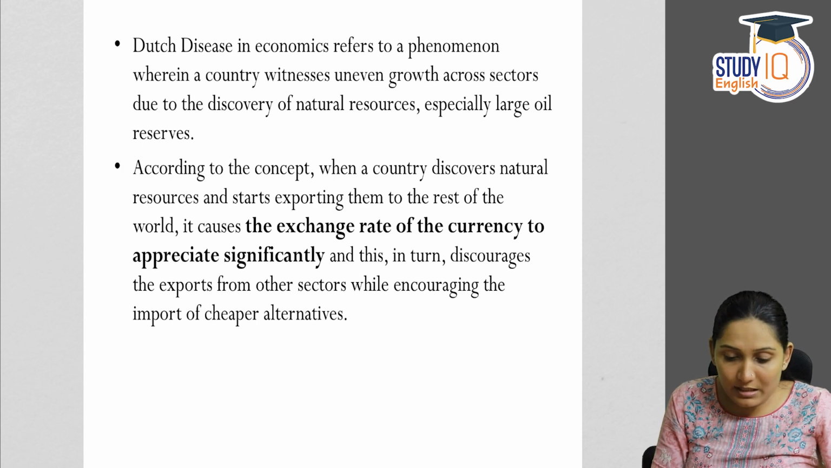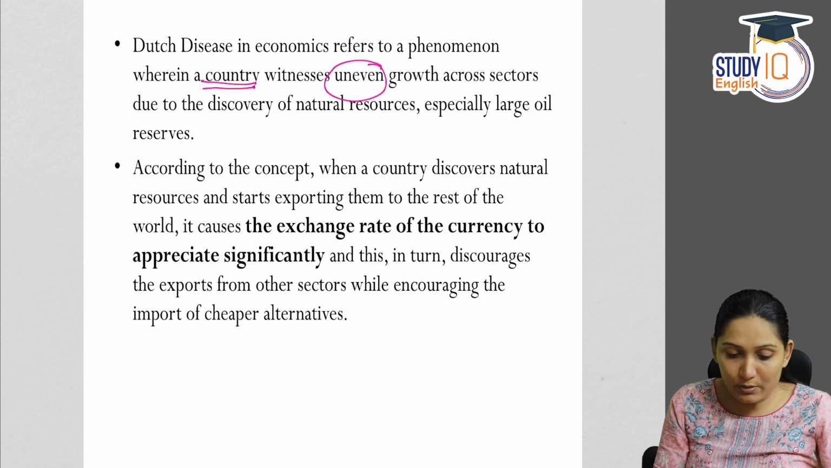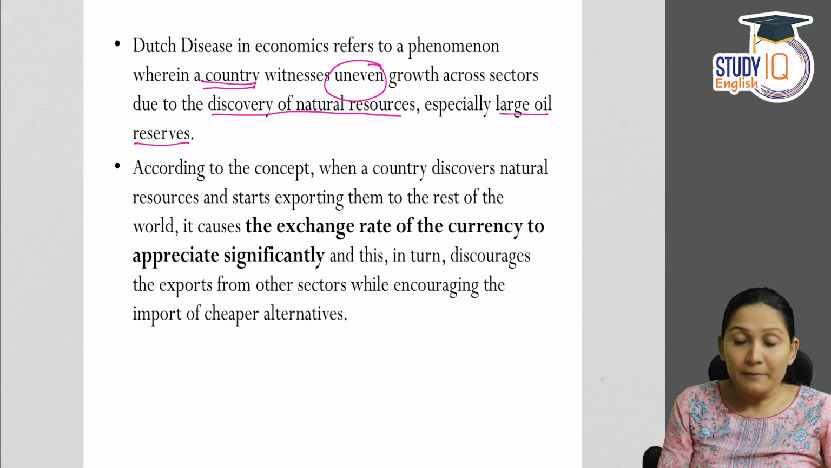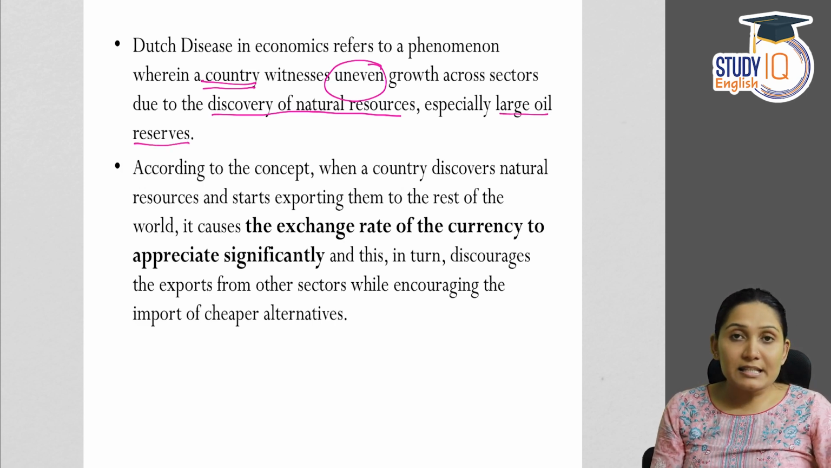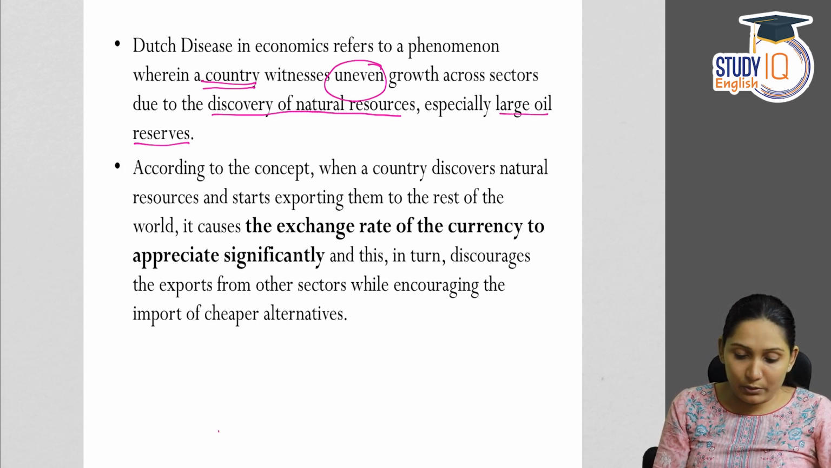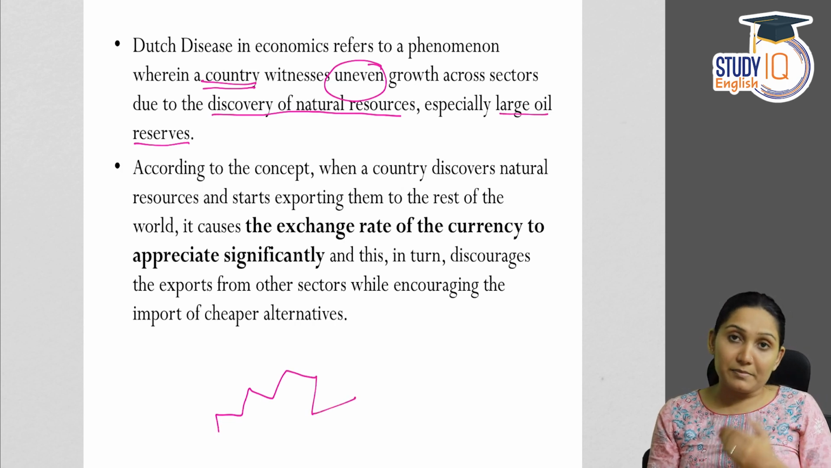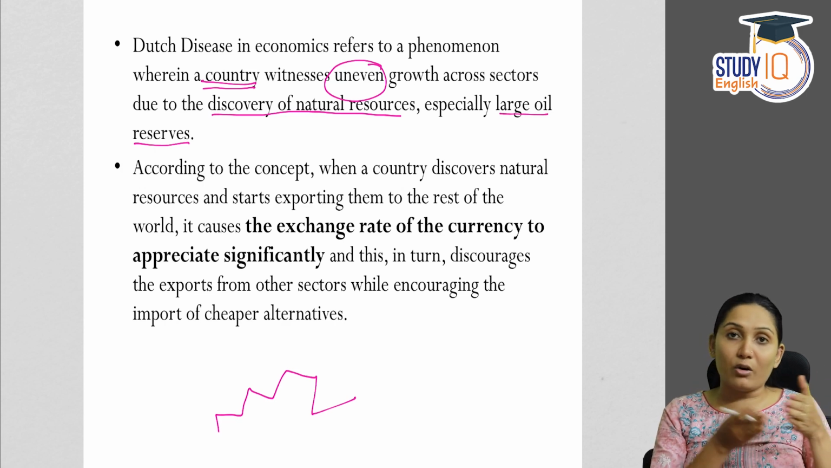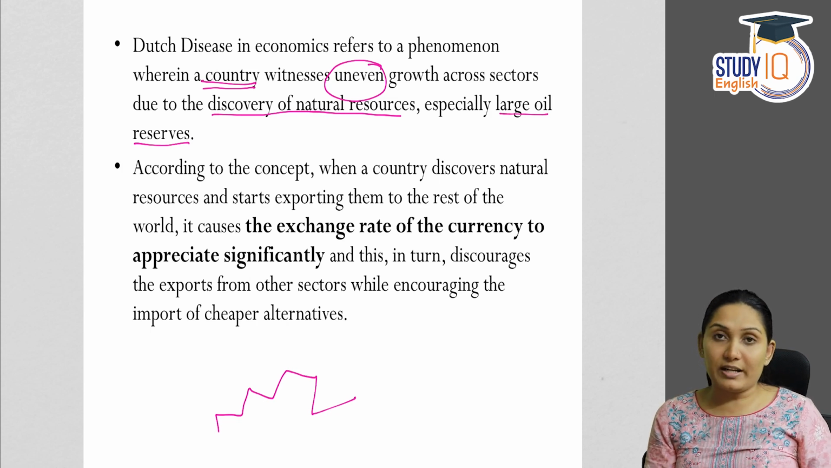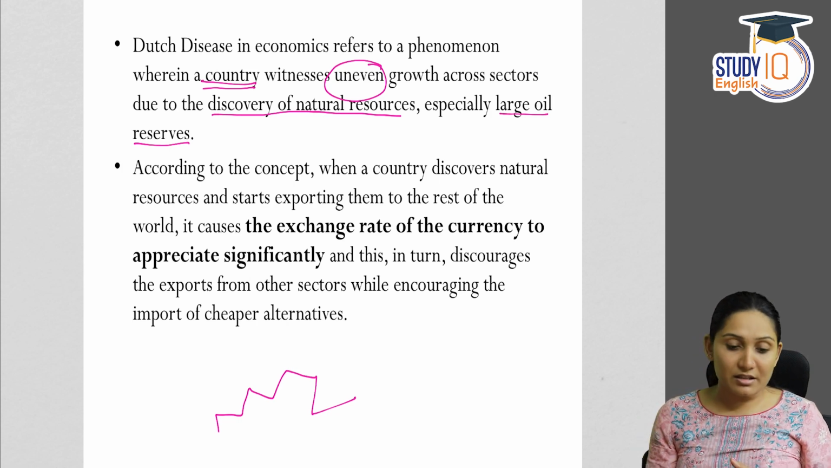Dutch disease in economics refers to a phenomenon wherein a country witnesses uneven growth across sectors due to the discovery of natural resources, especially large oil reserves. See, it is a situation when an economy or a country witnesses uneven growth. Uneven growth means the growth rates are not even. Sometimes there can be an increase, sometimes a decrease, so the growth is not on one direction. It is uneven across different sectors, not just in one sector but between different sectors: primary, secondary and tertiary sectors.